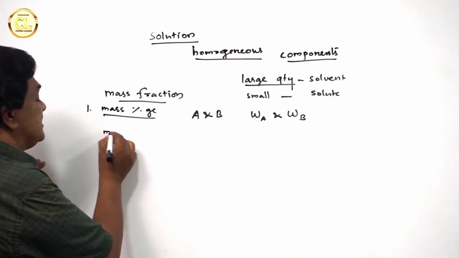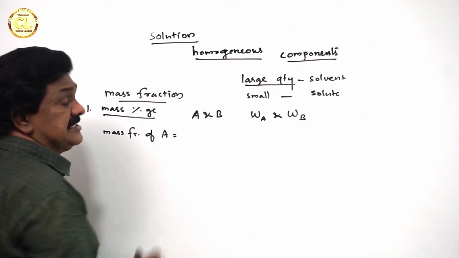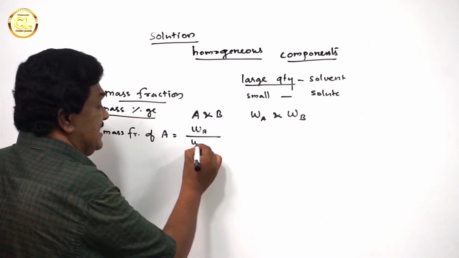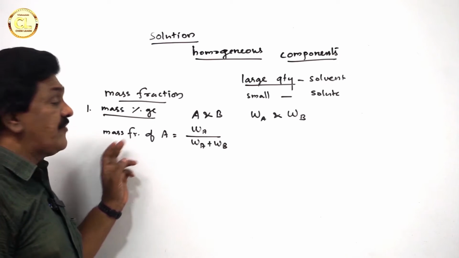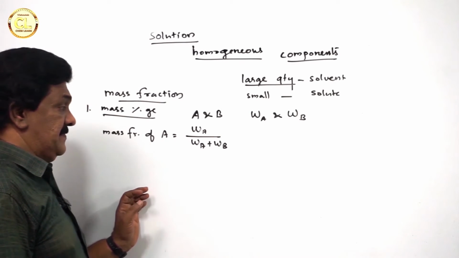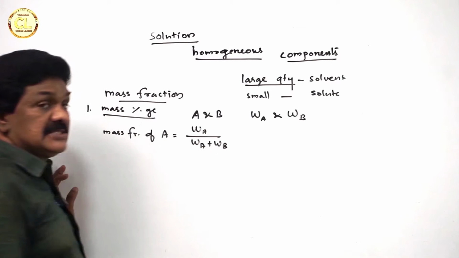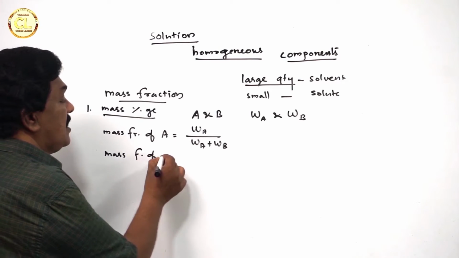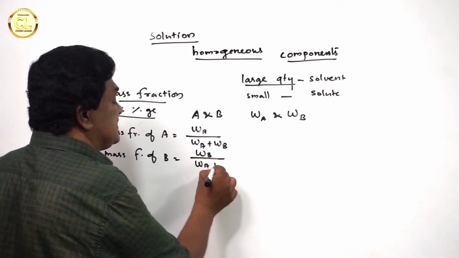Now, we can say that the mass fraction of A in the solution is equal to the mass of A by the total mass, that is WA plus WB. Mass fraction of A is equal to WA by WA plus WB, where WA is the mass of A, WB is the mass of B. Similarly, mass fraction of B is equal to WB by WA plus WB.